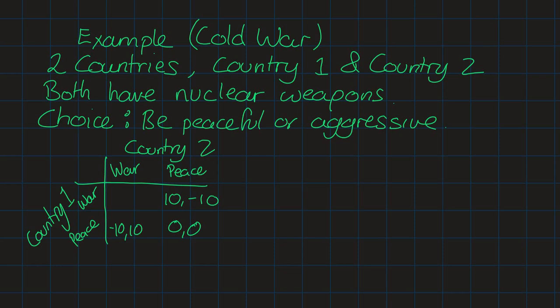But if they're both aggressive, then that leads to nuclear escalation, which leads to a nuclear apocalypse. And I will represent that just by minus 999, minus 999. Okay? If you want, depending on how much you value the human race, you could represent this by minus infinity, minus infinity. Okay? The point is, it's a very undesirable outcome. And this is called the Cold War game.